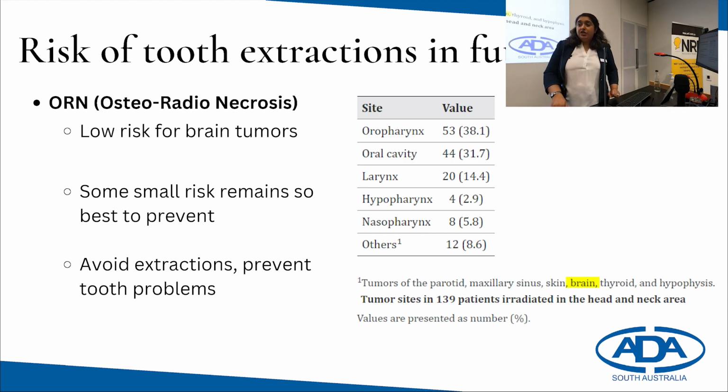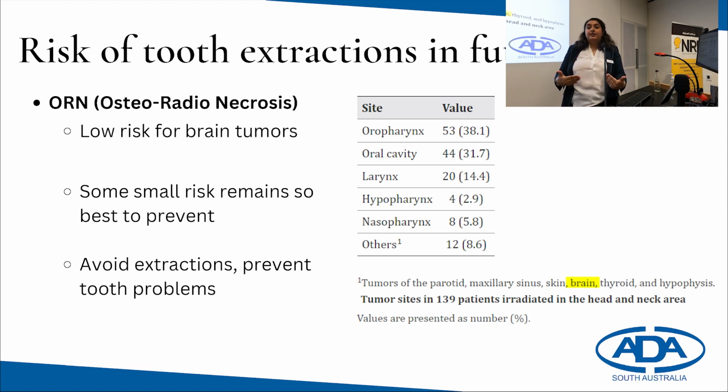The second complication is ORN, and this is more associated with patients who have had radiotherapy. I will preface this slide by saying that this is a low-risk situation. It's not going to be par for the course for everyone who's had head and neck radiotherapy. And what this slide is showing is that the types of cancer listed, most of them are in the oral and oropharynx region that then end up developing ORN. But brain tumours come under others, and whilst it's a very small risk, it's still there.